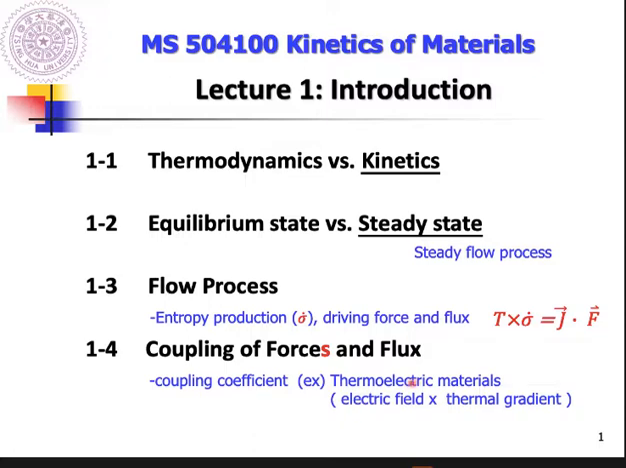For example, for materials like thermoelectric materials, two driving forces coexist and are applied on these materials. The first one is the electrical field. What kind of flux is driven by the electrical field? It would be the current density. Besides the electrical field, there is the other driving force, which we call the temperature gradient or thermal gradient, applied on these materials. What kind of flux will this driving force cause? It will be the heat flux.